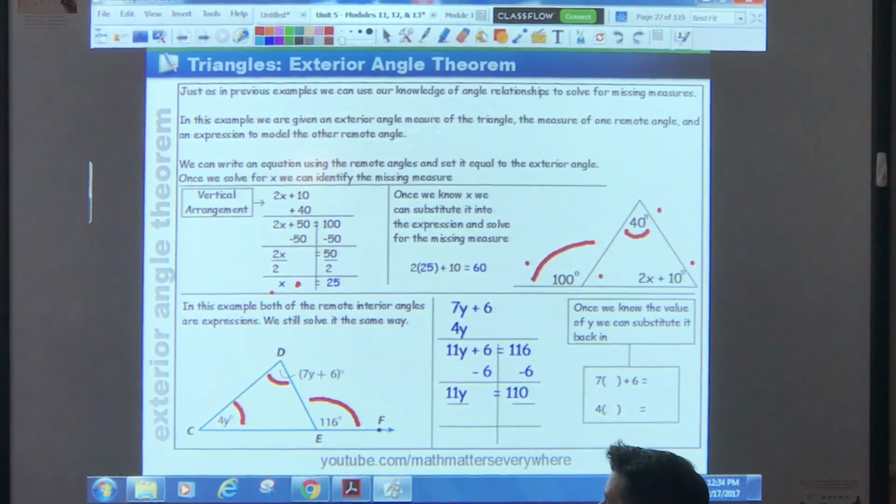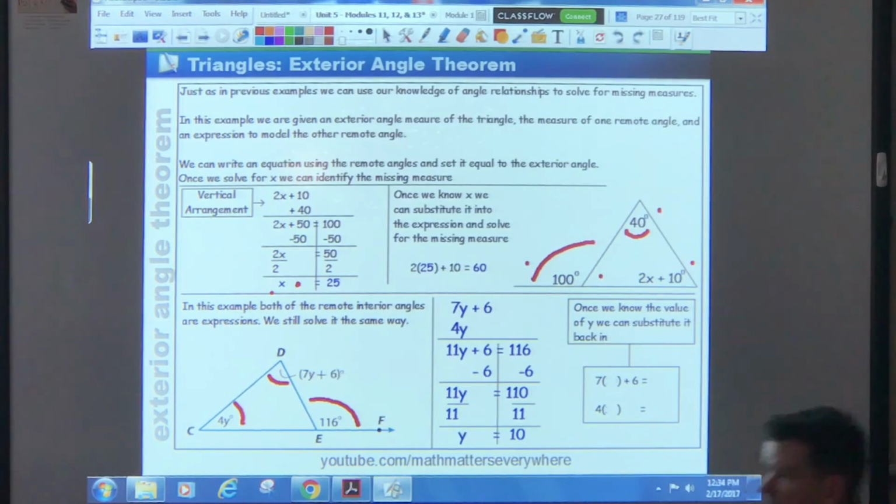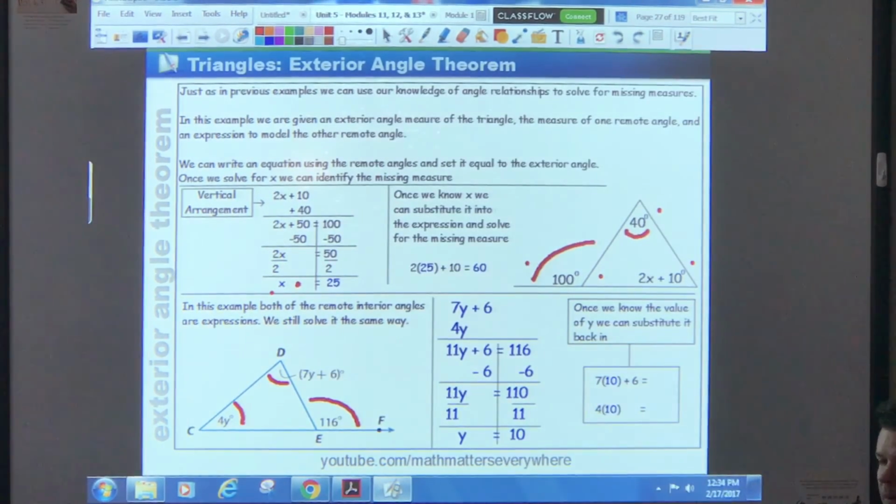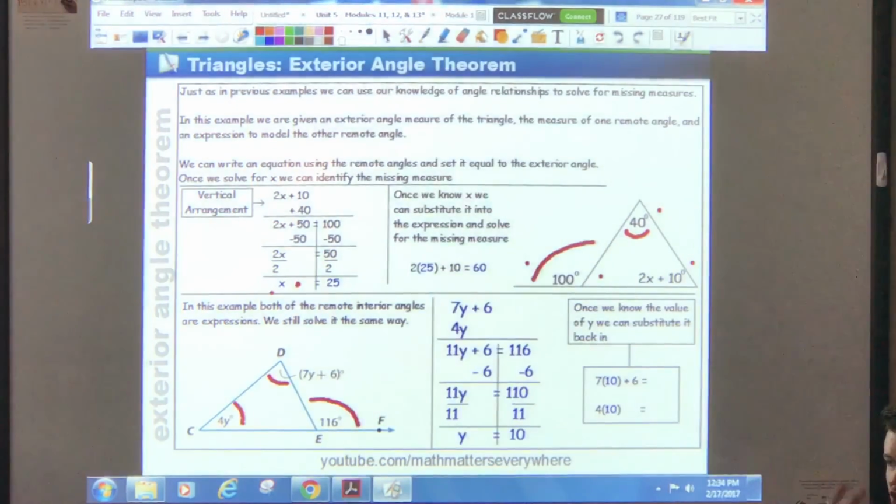110. Maria's smiling like she's already finished this problem. So let's see, we divide both sides by the coefficient. I get y equals 10. Once I know what y is, it's just simple substitution. You're going to substitute it in here and here. Ba-boom, ba-boom. You do a little multiplication, you do a little addition.